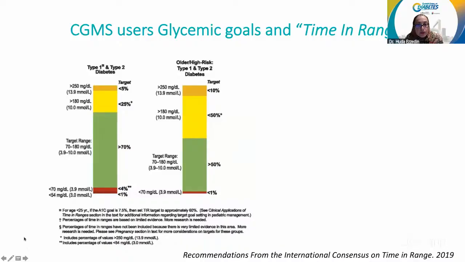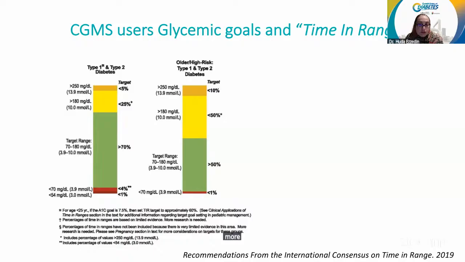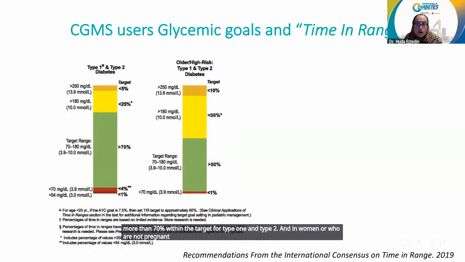So the CGMS user glycemic goals, for those who are non-pregnant, you can see that, again, we wanted to have the majority of their readings more than 70% within the target for type 1 and type 2. And in women who are not pregnant or older individuals, we can come down to the target to be more than 50% if we feel that that patient is at a higher risk of hypoglycemia.